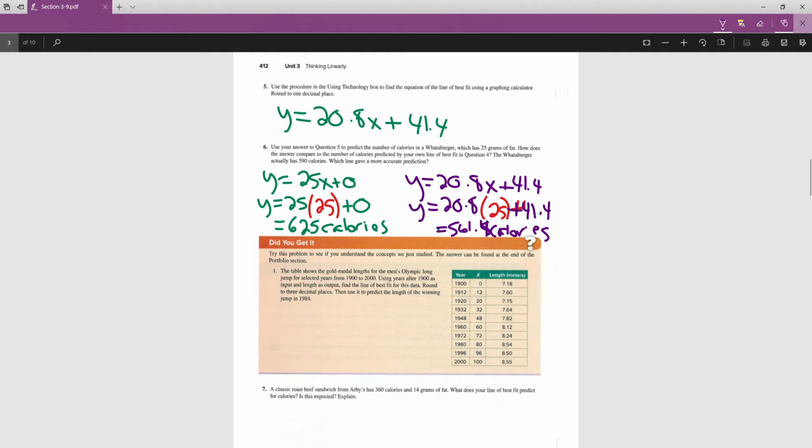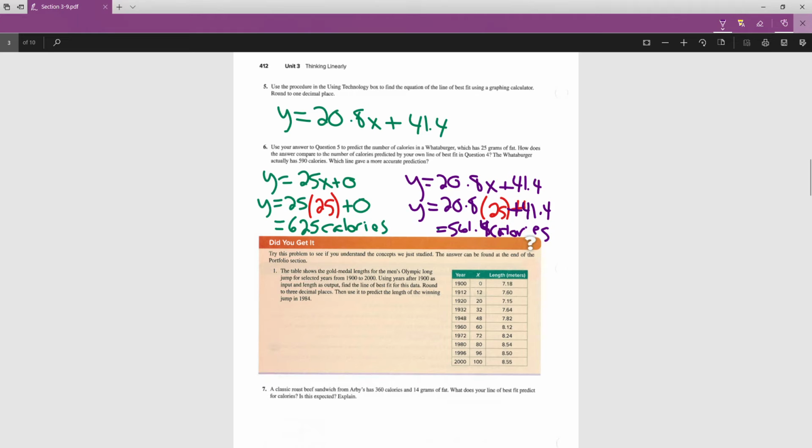They told us that the Whataburger actually has 590 calories. Which line gave the more accurate prediction? It appears the one from the calculator gave the more accurate prediction. It's a little too low. The one that we created was way too high, but it looks like the calculator is a little bit closer. Moving on to number 7.